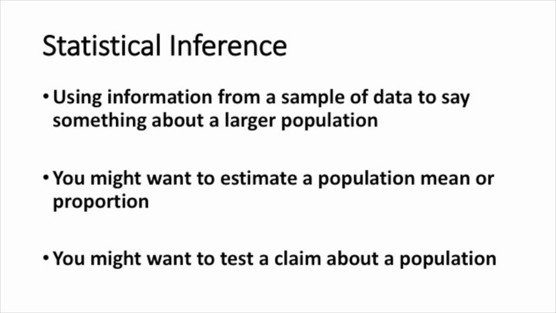The practice of statistical inference involves using information from a sample of data to say something about a larger population. One common application of statistical inference is to use information from a sample to estimate a population mean or proportion. A second application is to use information from a sample to test a claim that you might have about a population.